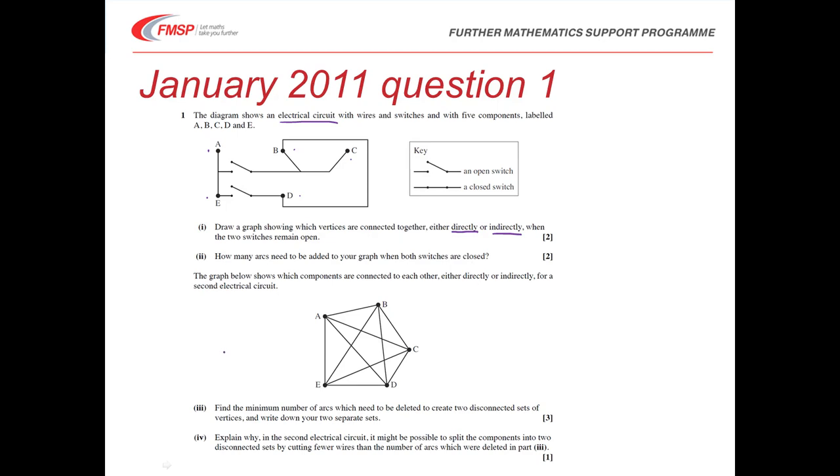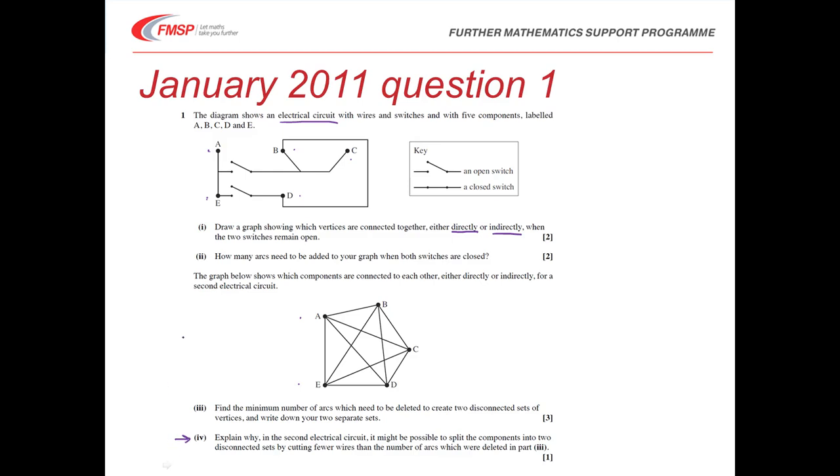Let's look at the bit below. The graph below shows which components are connected. Well, all of a sudden we have a graph which perhaps looked new or different, but notice you've got A and E on the left, like you had over here. You've got B, C and D on the right, much as you have over here. So expect there to be a connection between the first and second parts of the question, and that's going to be important when we answer part 4.